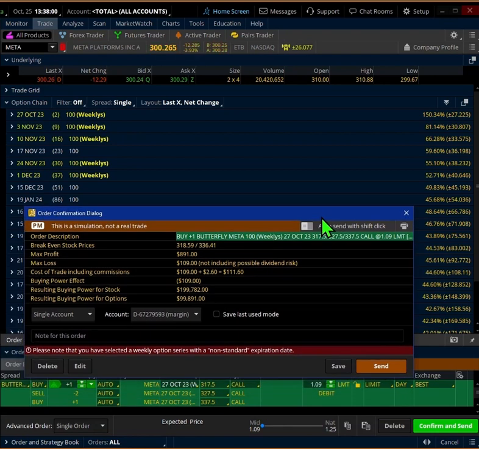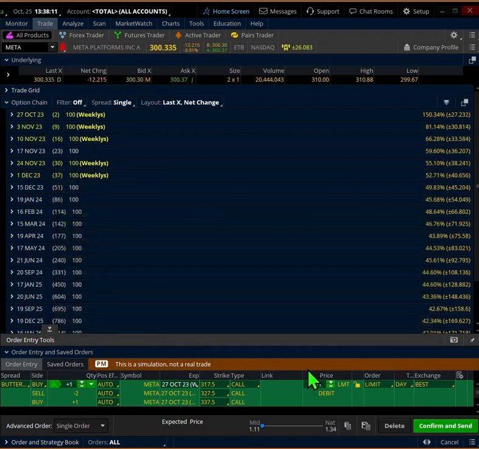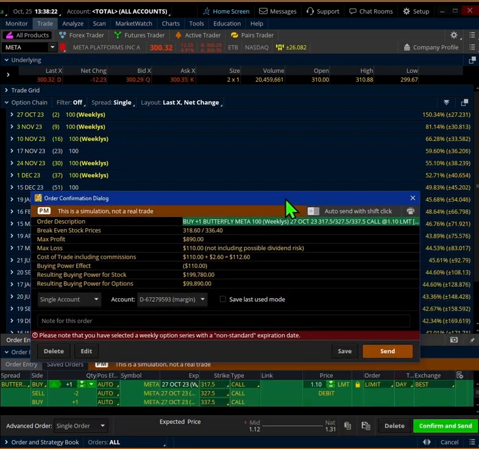Bring this up here. And here you can see this is a simulation, not a real trade. So where are we at here? Are we at $1? Oh no, it went up to $1.11. Wow, this is just fluctuating all over the place. You know what? Let's just bring her down to $1.10. We might get a favorable fill since we're in sim mode.